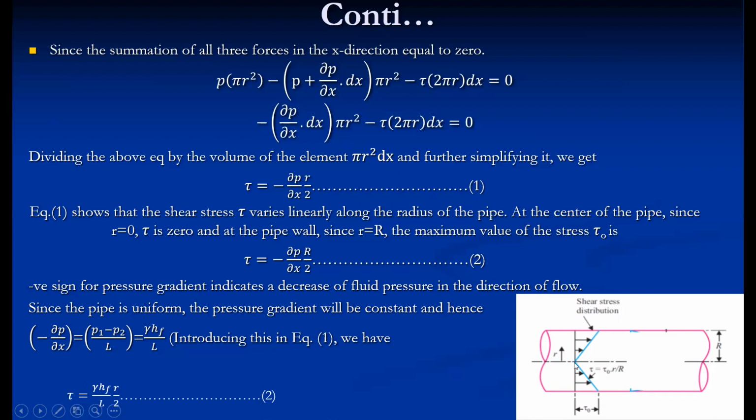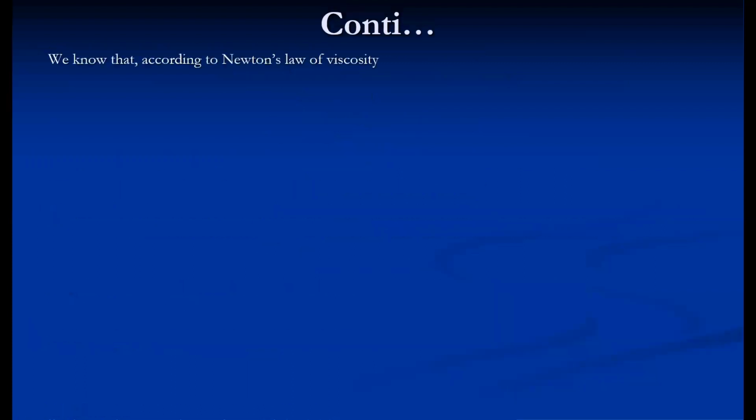Now the second part, that is we have to develop an expression, or we have to investigate the variation of velocity across the cross section. So for that, we use another expression of tau according to Newton's law of viscosity, that is tau is equal to mu into ∂V/∂y.